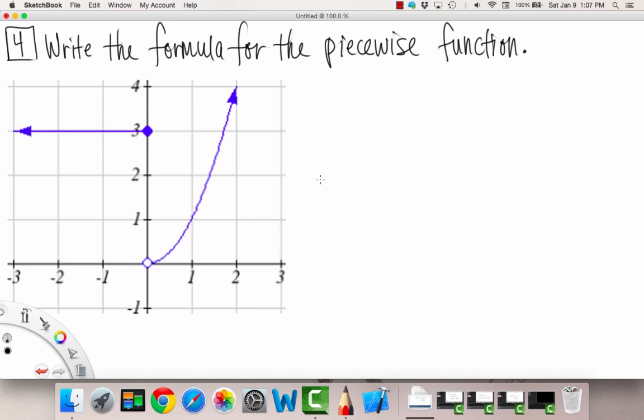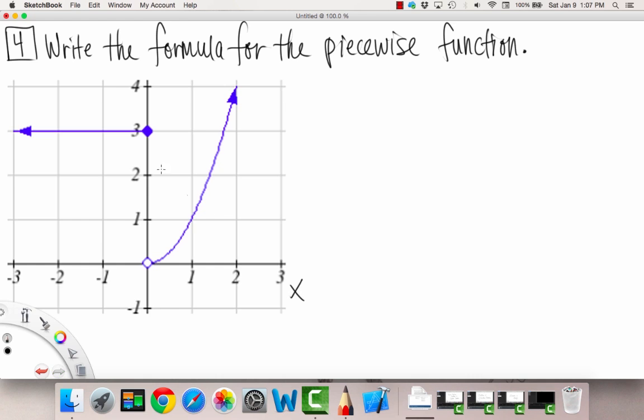Okay, number 4, we're told to write the formula for the piecewise function. And this is the function given, or our graph anyways, right? So we have 2 pieces, right? So we see a constant graph here, and something that looks kind of like half of a U, a parabola shape, right?